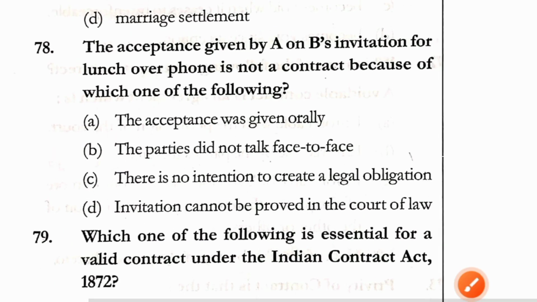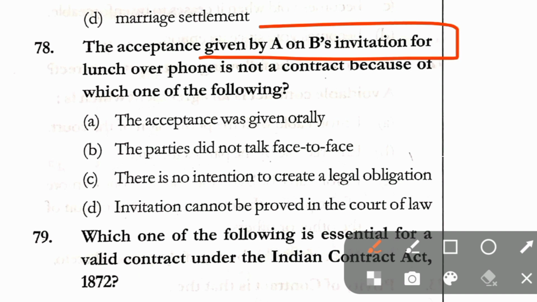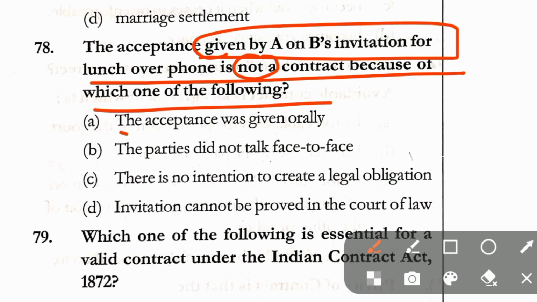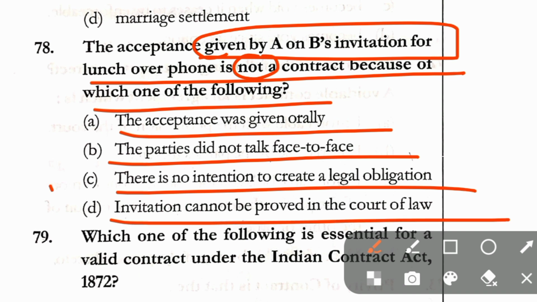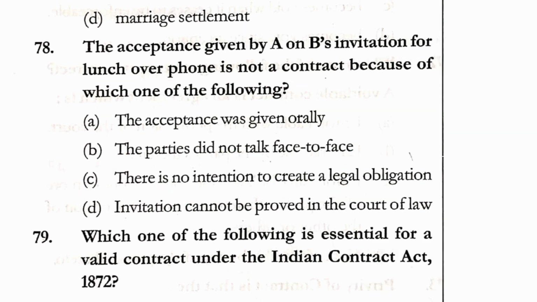Question number 78. The acceptance given by A on B's invitation for lunch over a phone is not a contract because of which of the following? Option A, the acceptance was given orally. Option B, the parties did not talk face to face. Option C, there is no intention to create legal obligation. And option D, invitation cannot be proved in the court of law. Here the correct answer is option C, that is there is no intention to create legal obligation.